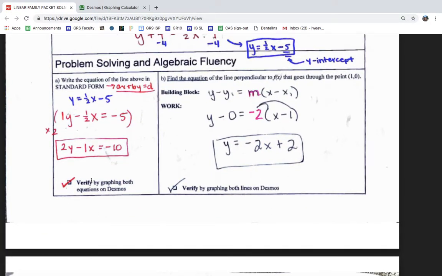It wants us to do some algebra and manipulate this to standard form, which is the x and the y term on the left-hand side without any fractions. So I can clear my fraction to start, or move my x term to the left-hand side by subtracting 1/2 x on both sides. What I get when I move the x term to the left-hand side and multiply everything by 2 to clear the fraction is 2y minus x equals negative 10. So let's verify that both of these are the same.